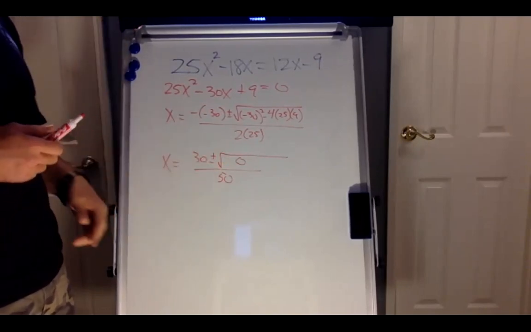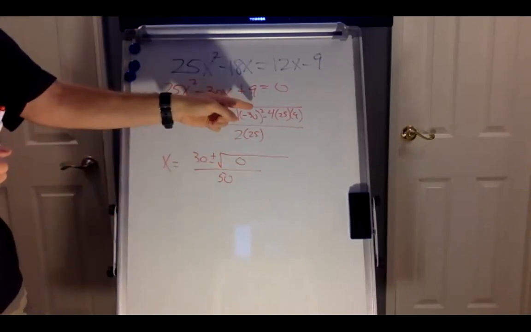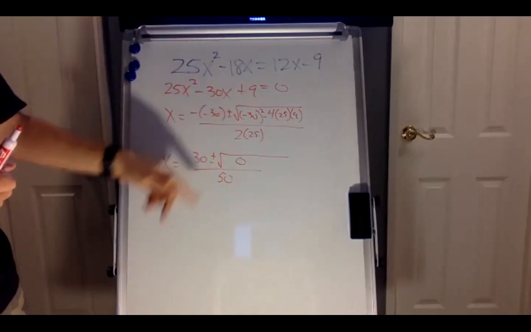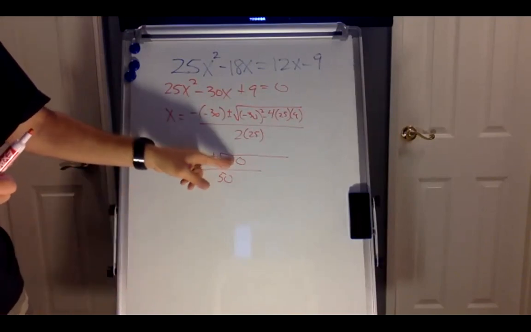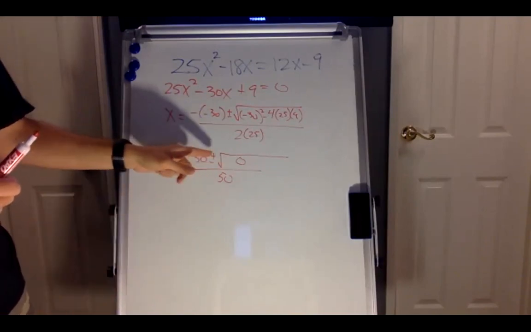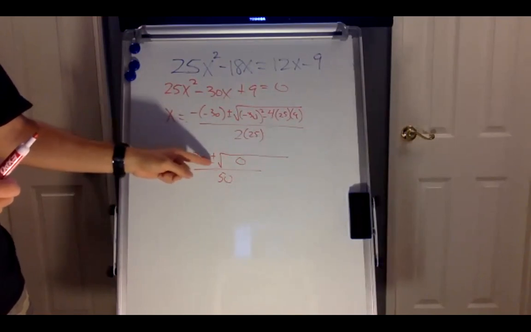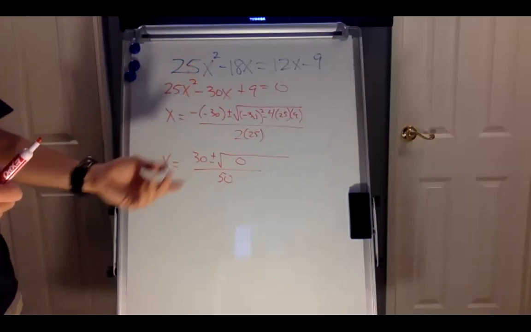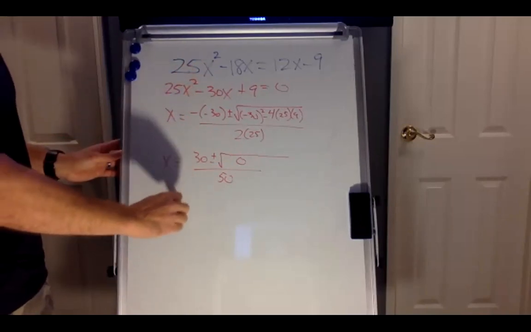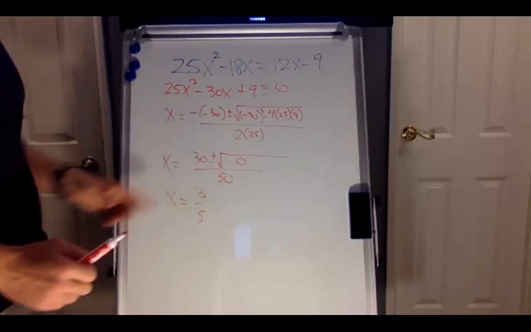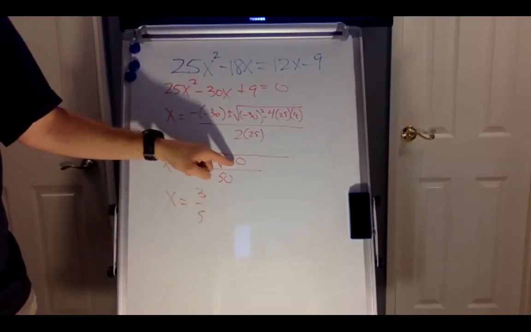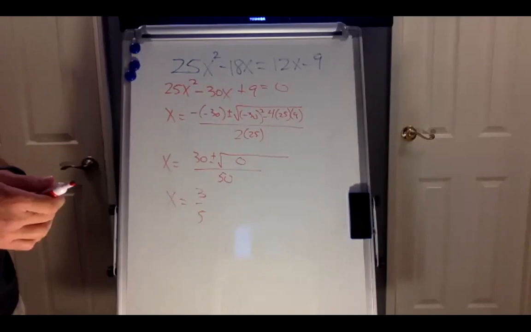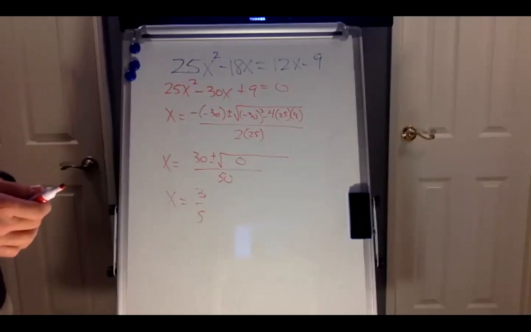Look at this stage. When the inside is a positive number, you have two real solutions, one plus and one minus. But when it comes out to 0 inside, then adding and subtracting 0 gives you the same one answer, right? So this just comes out to 3/5. So there's only one solution when what we call the discriminant, the inside there, comes out to 0. It comes out to 3/5, as in a perfect square.